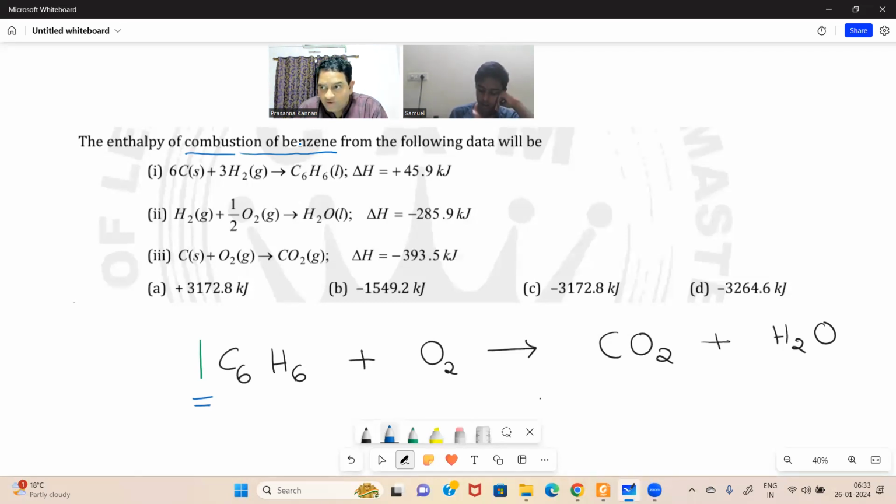Balancing chemical equations you also learned in 8th standard, right? Anyway, it doesn't matter. But right now, it's the time that you should be thorough with it.